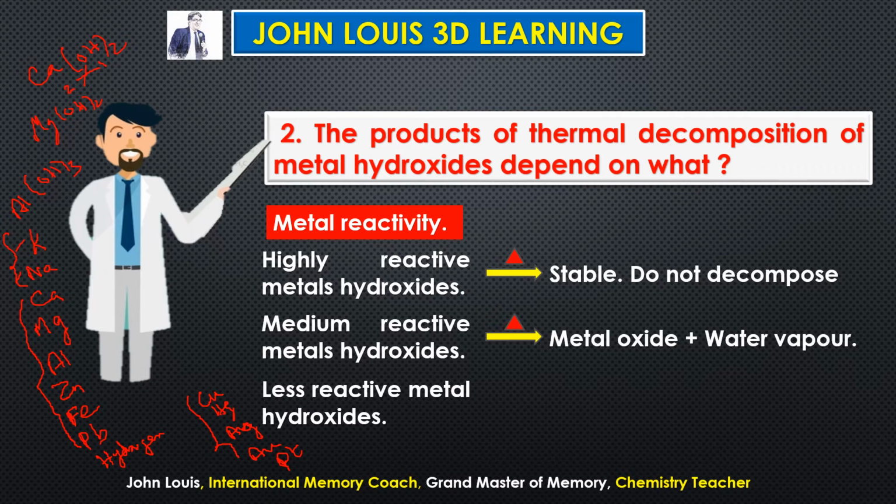Then the last one, less reactive metal hydroxides, that is copper, mercury, silver, gold, and platinum. These are all less reactive metals and their hydroxides. Less reactive metal hydroxides on heating give metal plus oxygen plus water vapor. Again, water vapor means steam. So in the medium reactive hydroxides, the metal oxide is formed, but that decomposes to metal and oxygen in the less reactive metals. Because they are less reactive metals, they won't combine with oxygen to give metal oxide. That's why they are separated into metal and oxygen along with water vapor.